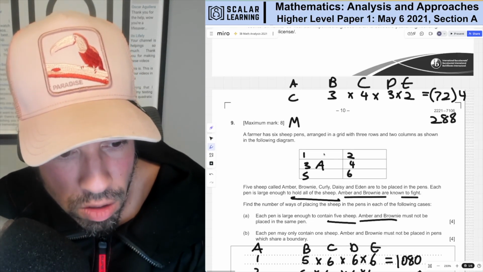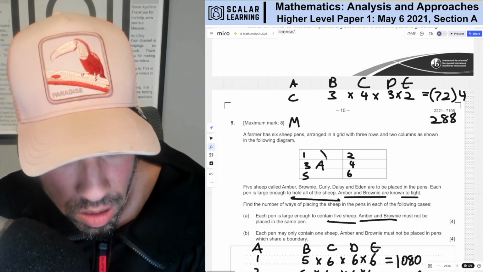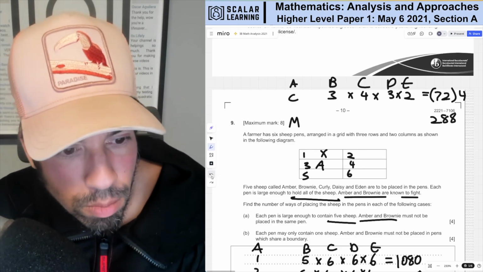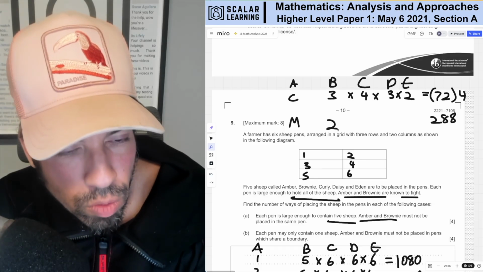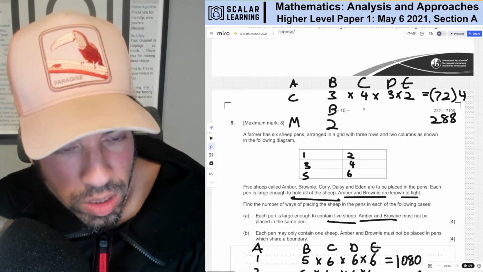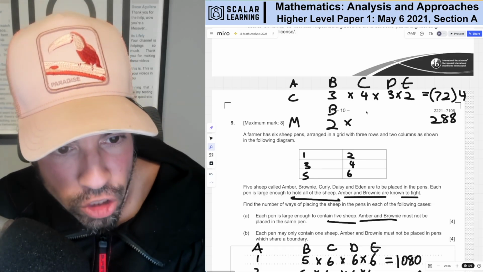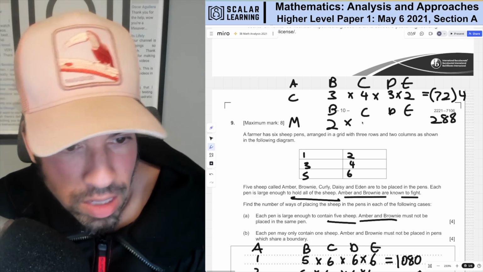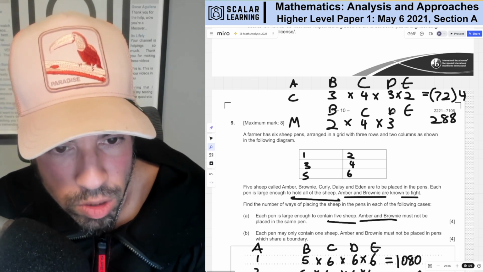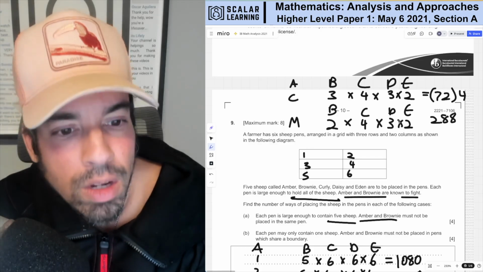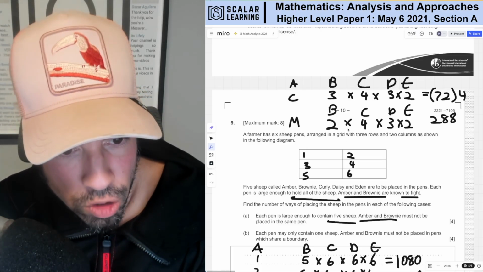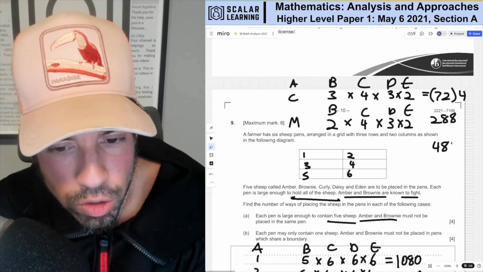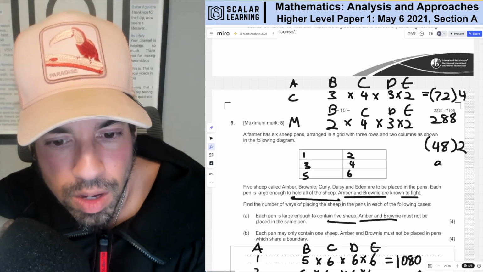But the other 2 options are if A is in a middle spot, like 3 or 4. So if A is here, then Brownie is very restricted. Can't go here, can't go here, can't go here. So in that case, Brownie only has 2 options. But once again, once Brownie is placed, nothing else changes for C, D, and E. C can go in any of 4 spots, any of 3 spots for D, and any of 2 spots for E. So what is this? 2, 8, 24 times 2 is 48. And since there's 2 middle spots, we multiply that by 2, and we get 96.